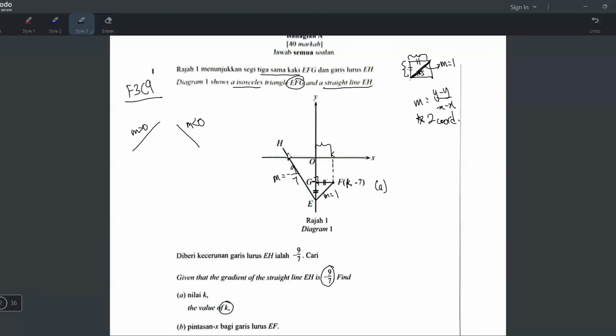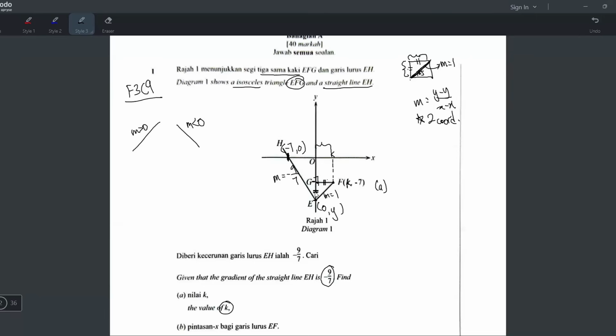Okay. So what I have to do, anggap ni negative 7. Now that you know this point is negative 7, and this point is the x-intercept, right? So the y coordinate would be 0. So now you can actually find point E. Point E, you know it's the y-intercept of this line. So the x will be 0, and this is y.